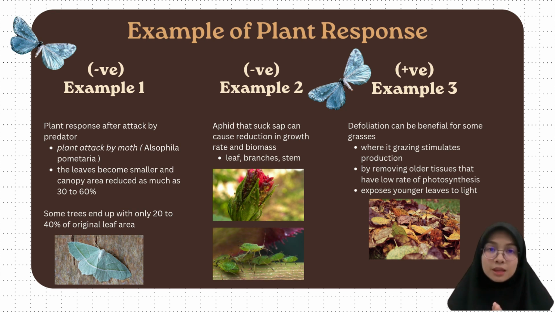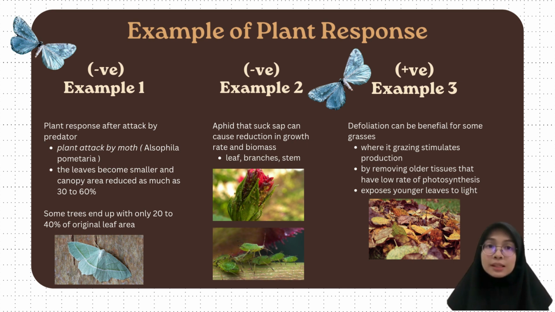So the first example of a negative response is the plant response after attack by a predator like a moth. The leaf becomes smaller and the canopy area is reduced by as much as 30% to 60%. So some trees end up with only 20% to 40% of the original leaf.